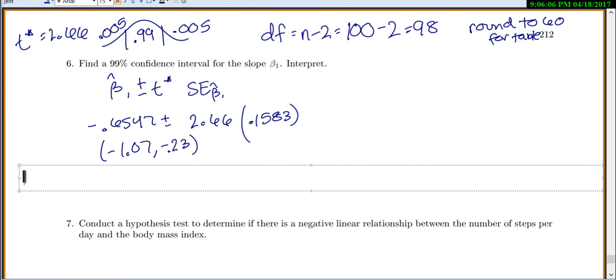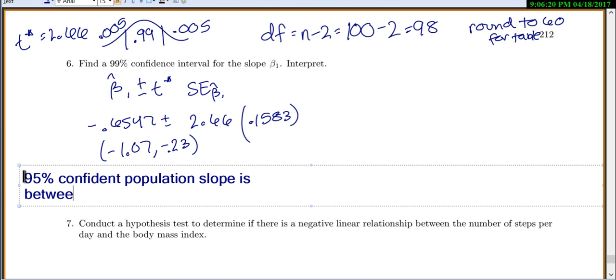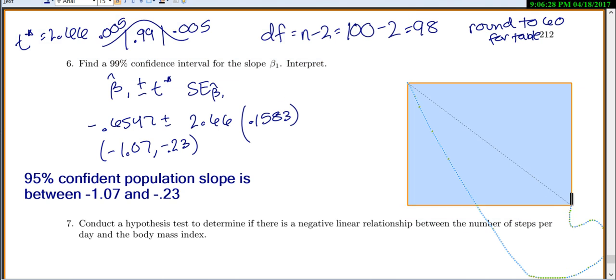Your simple interpretation is 95% confident the population slope is between negative 1.07 and negative 0.23. Okay, but what does this mean as a more practical interpretation?